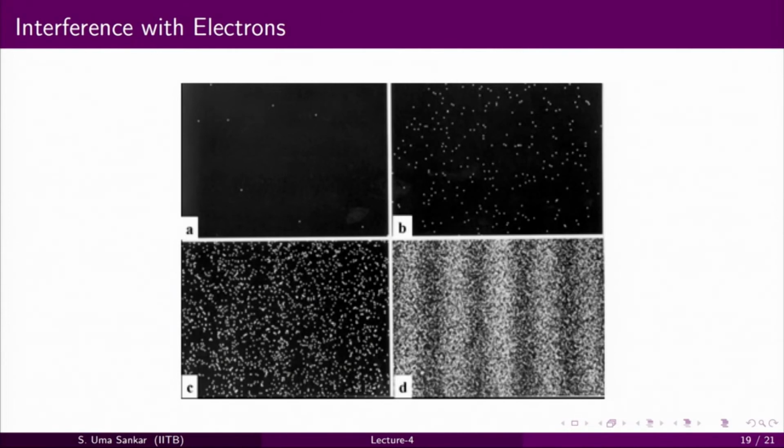Let me briefly describe the experiment. The source is such that it emits an electron, and the electron takes something like a tenth of a microsecond to go from the source to the detector. They have designed the experiment in such a way that the source emits an electron, let us say, every microsecond.